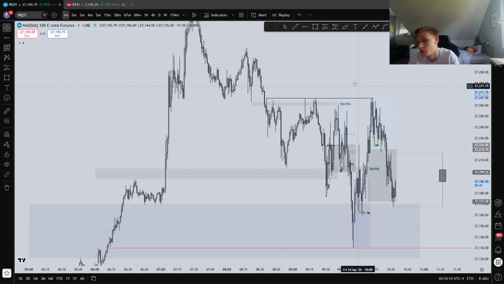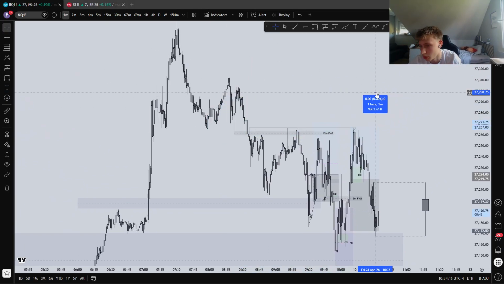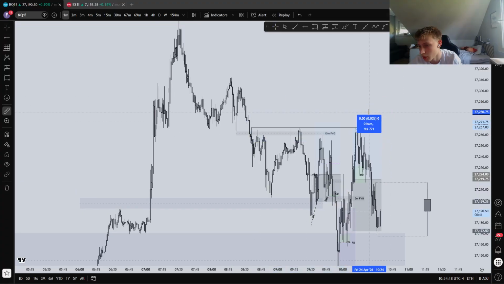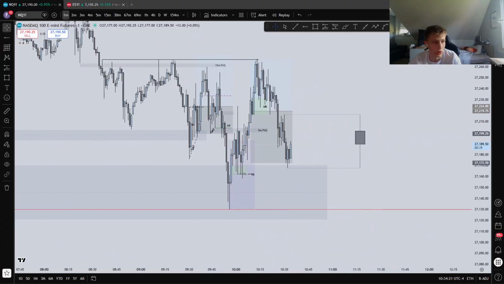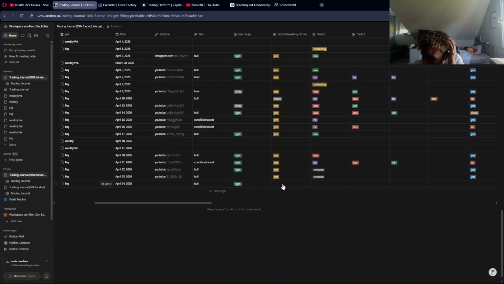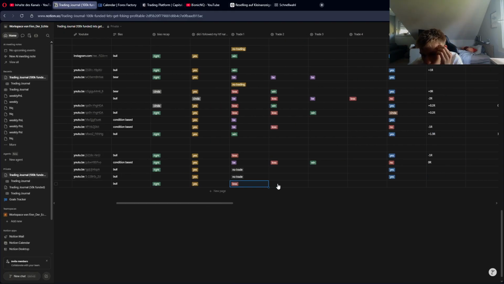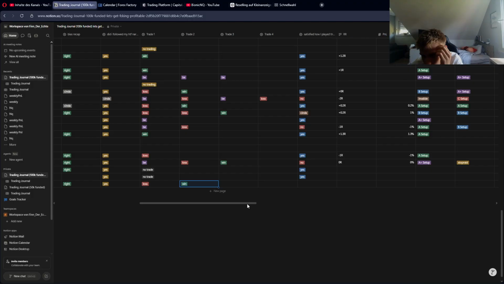Because this is my target spot today. This was my target, and as you can see, we hit my target and displaced away from it, so it is just okay. Did I follow my high time from that? Absolutely yes. First trade was a loss, second trade was a win. Satisfied, yes, definitely.